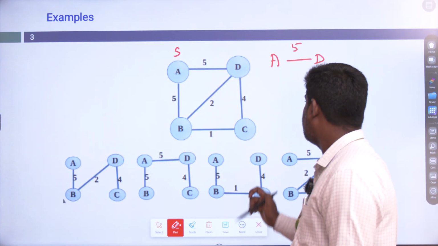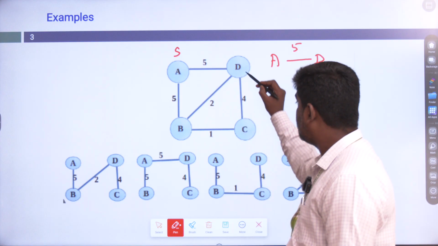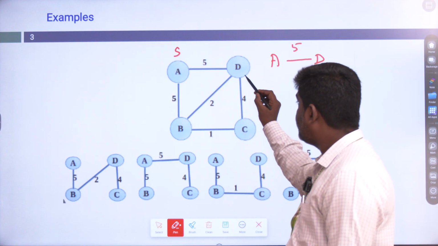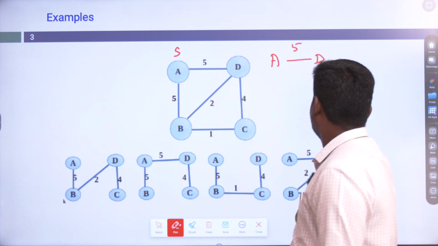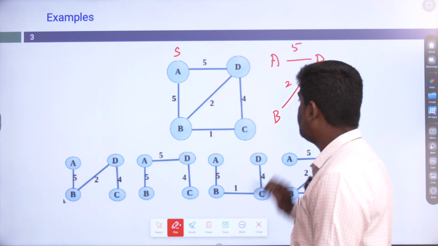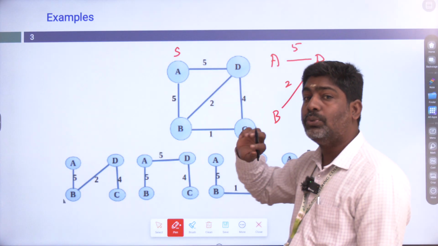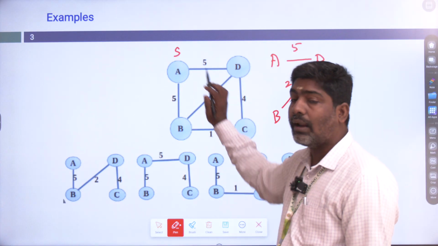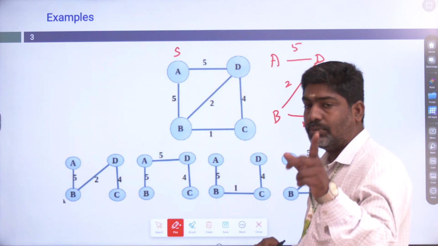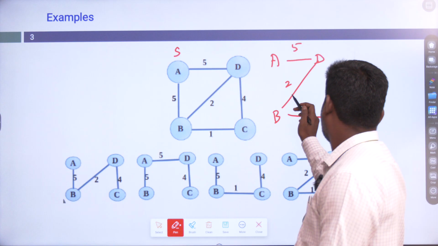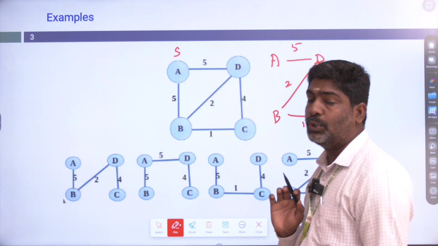Okay, next I'm standing now at D. From D to B I can traverse, D to C I can traverse. When I am traversing from D to B, the cost is 2, and D to C costs 4. So let me choose D to B, 2. Okay, I'm standing now at B. If I traverse from B to A, it would create a cycle, so I couldn't travel from B to A. So I'm traversing from B to C, with the minimum cost 1. I couldn't traverse from C to D. If I traverse, then there would be a cycle.